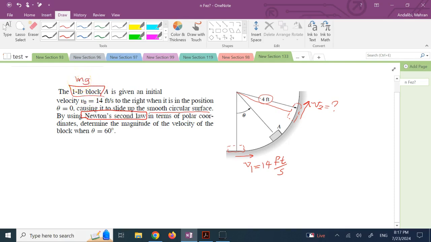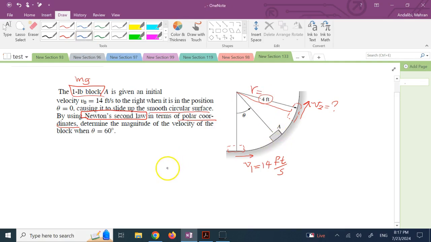Okay, so here you have to use a coordinate frame, and it is suggesting to use the polar coordinate. Why? Because you have this angle theta and here this constant radius r. So here we're going to do that, and we're going to draw the free body diagram.